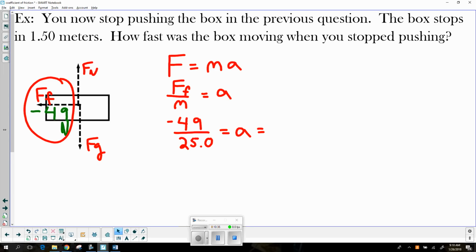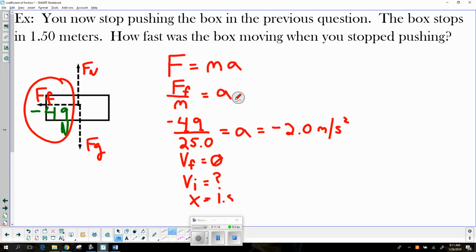And so my acceleration is going to be negative 49 divided by 25. And I get here with 2 sig figs, negative 2.0 meters per second squared. I also know that when a box stops, my final velocity will be 0. And I know an initial velocity is what I want to find. I also know that my displacement is 1.50 meters.